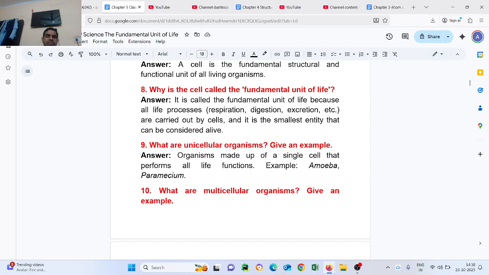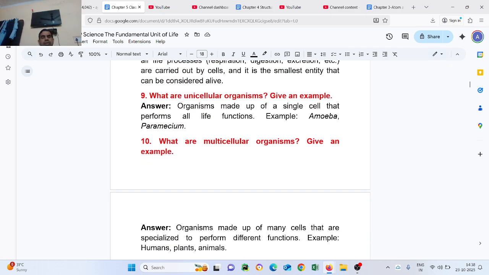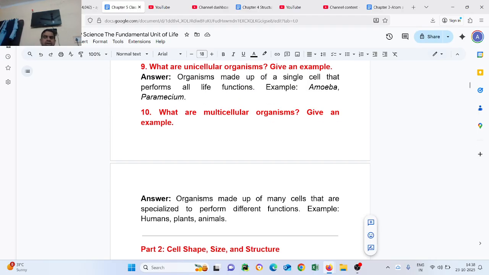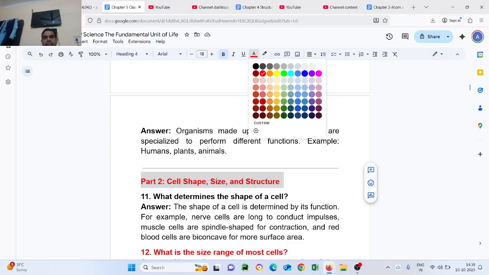Question number 10. What are multicellular organisms? Give an example. Answer: An organism made up of many cells that are specialized to perform different functions. Example, humans, plants, animals. Now we will discuss part 2, cell size and structure based questions.